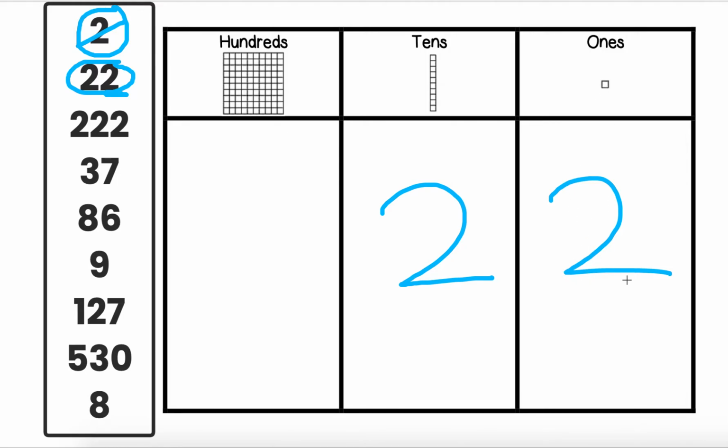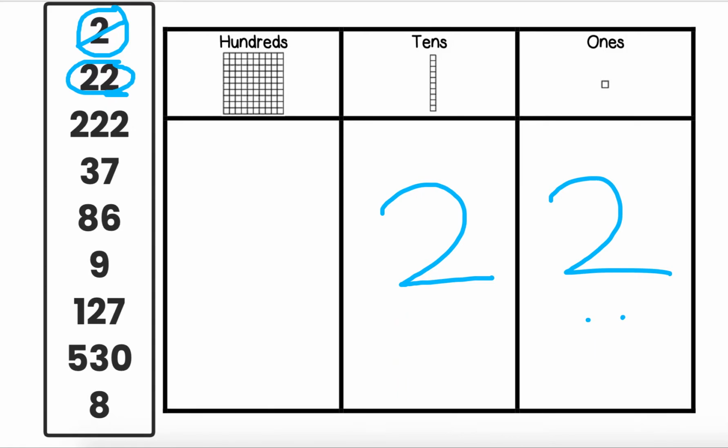So how many cubes are we going to draw? 2. We're going to draw 2 cubes because we have 2 in the ones place. And we have a 2 in the tens place. So how many sticks are we going to draw? We're going to draw 2 sticks. And they don't have to be perfect. My sticks are not perfect either. So we have 2 tens, and 2 ones. And I drew 2 sticks, and I drew 2 dots because we have 2 tens and 2 ones in the number 22. Let's get rid of all of this.